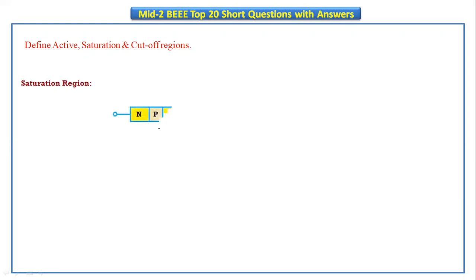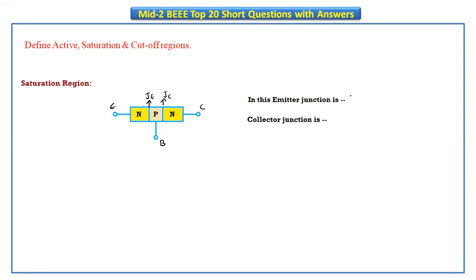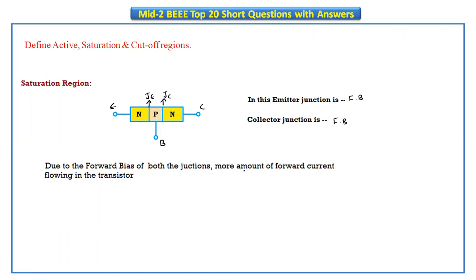First, saturation region. In saturation region, there are the emitter terminal, the base terminal and the collector terminal. It has two junctions, the emitter junction and the collector junction. The emitter junction is forward biased and the collector junction is also forward biased. Because both are forward biased, a large forward current flows in the transistor. In this region, resistance is very low and the transistor acts as an on switch. Because both the junctions are forward biased, the transistor acts as an on switch. This is called the saturation region.